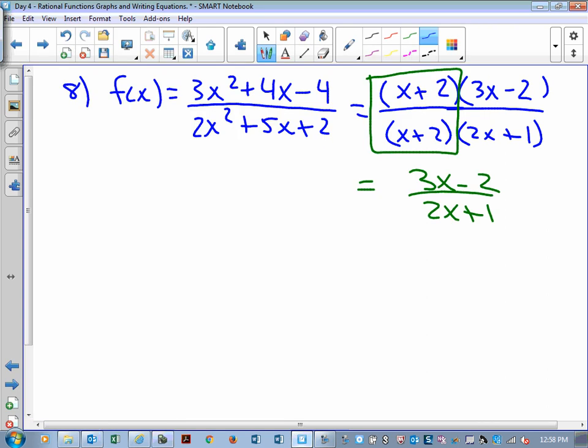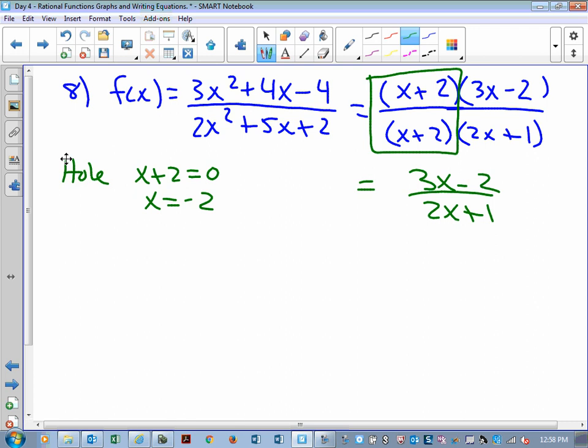Alright, so, this is what you're going to do. You're going to identify your hole. So, you have a hole. Now, if I say x plus 2 equals 0, x equals -2, the x coordinate of my hole is at -2.